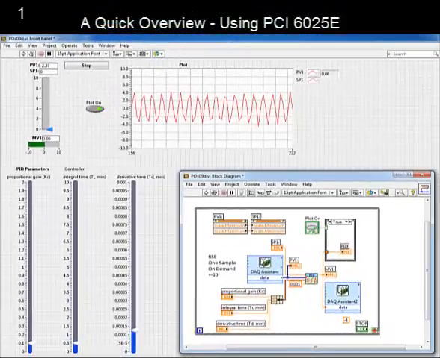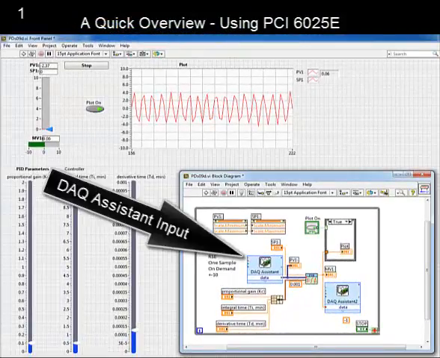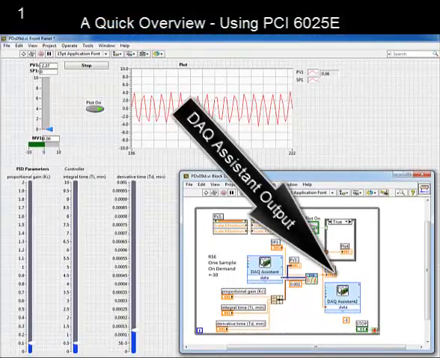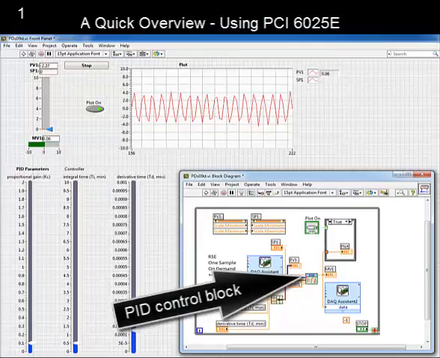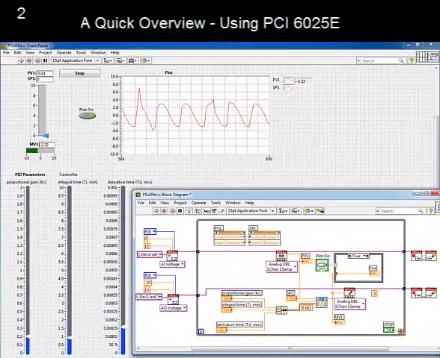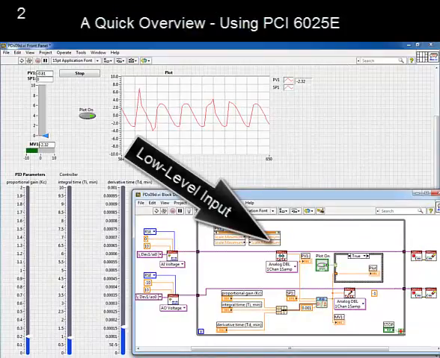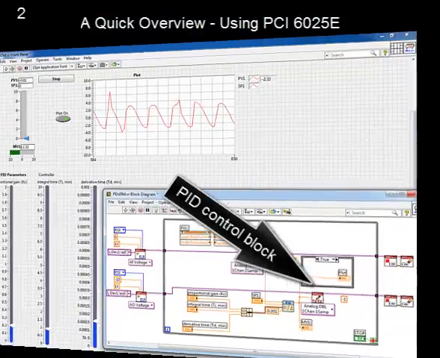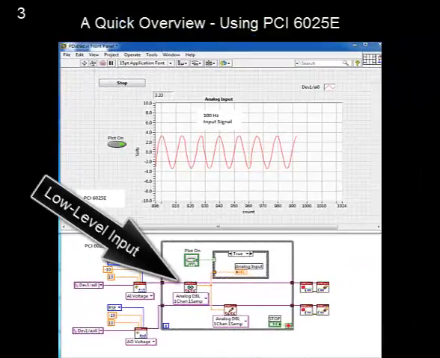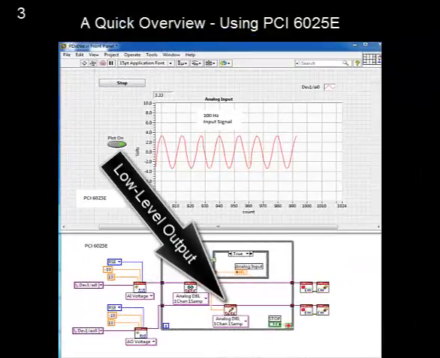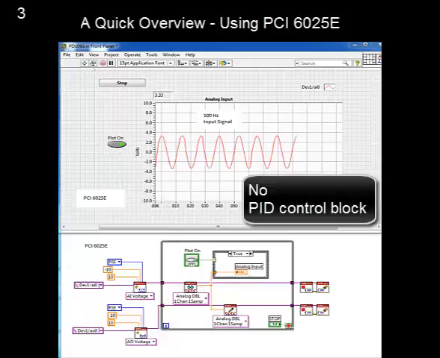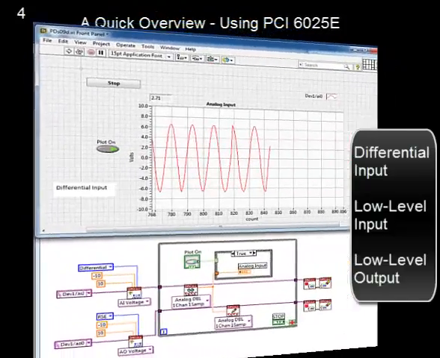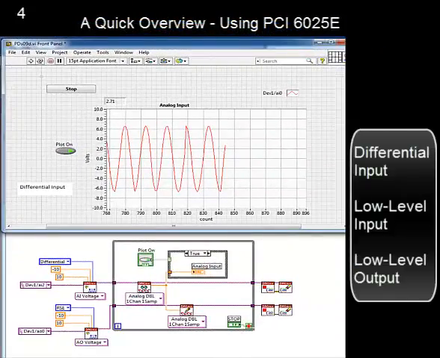A quick overview using the PCI6025E. There's the DAC Assistant input, the DAC Assistant output, and a PID control block. Next, a low-level input and low-level output, also the PID control block. Next is low-level input, low-level output, but no PID block. Next is differential input, low-level I/O.